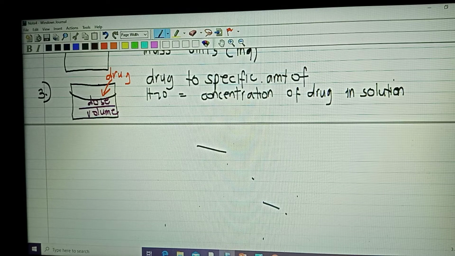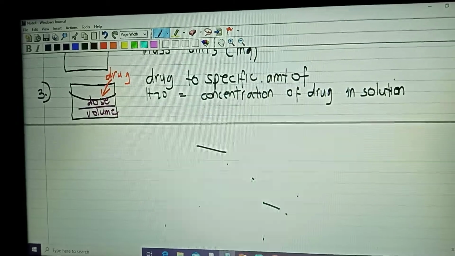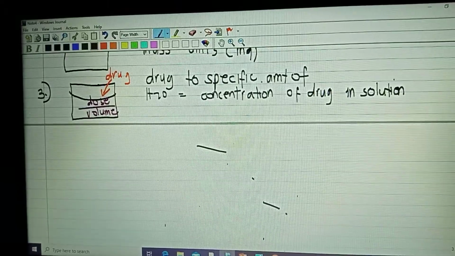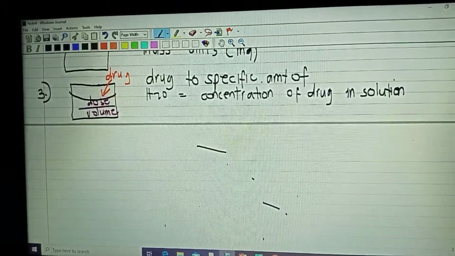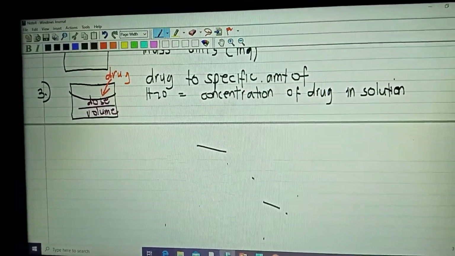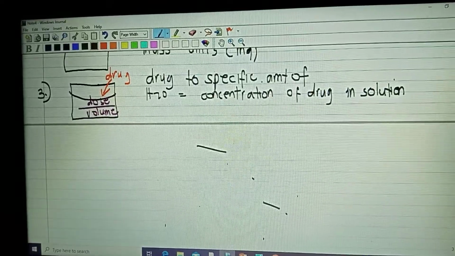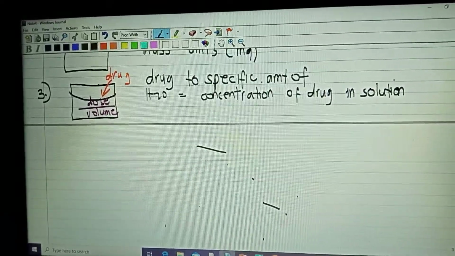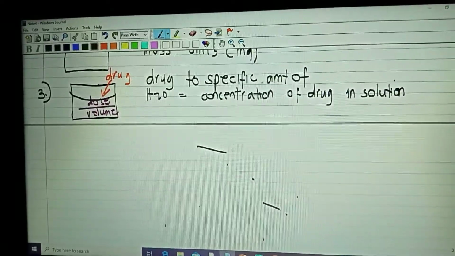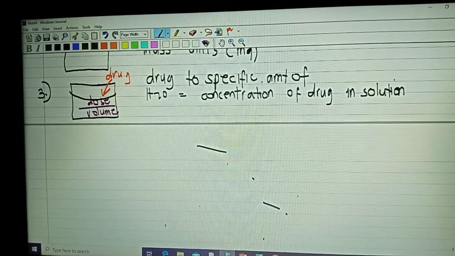Okay, so in figure number 1, let's surmise that is any amount of volume of water measured in liters. Because in fact, we cannot actually estimate the amount of volume of water. In figure number 2, we add amount of drug that is measured usually in milligrams. Now, in figure number 3, when we add the drug to a specific amount of water, what do we have? Concentration of drug in solution. That is measured as dose over the volume of your solution.